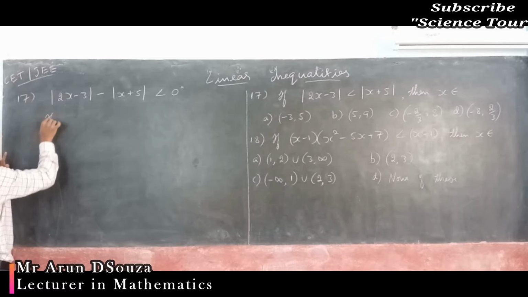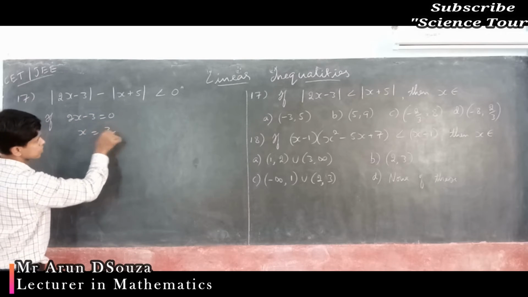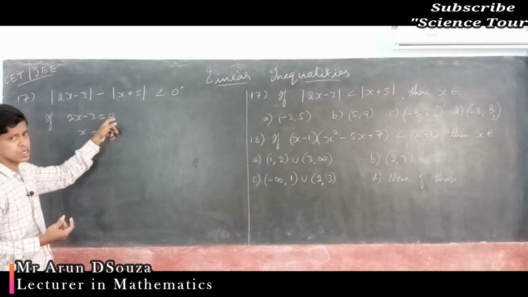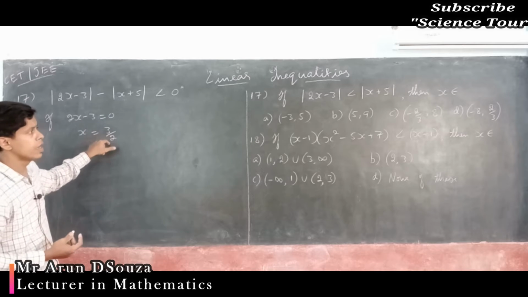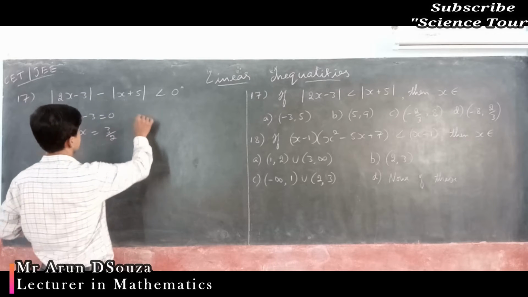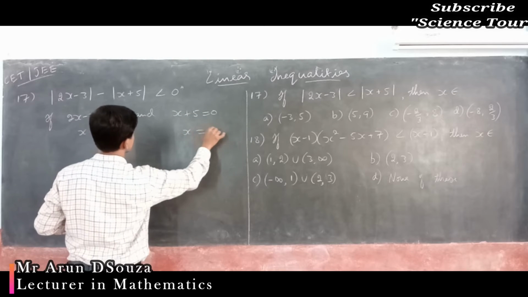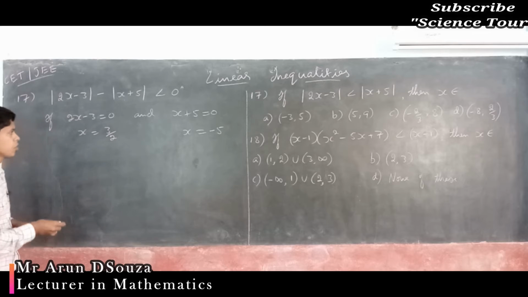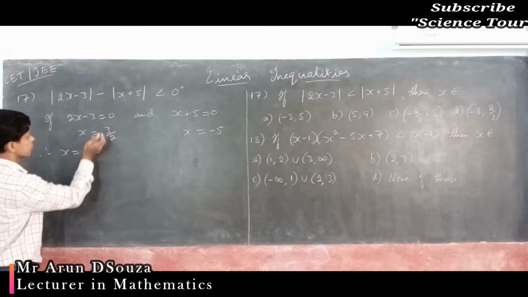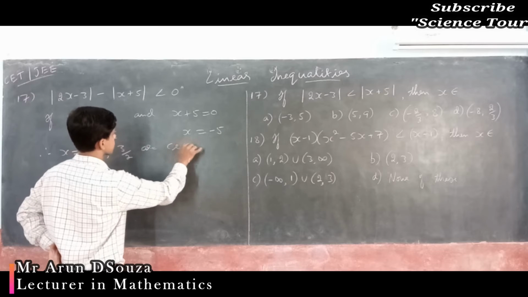Well, so how do you do this? If 2x minus 3 is equal to 0, what is x? 3 by 2, right? So that becomes plus 3 and divide by 2. And then if the other expression is 0, then x is equal to minus 5. So what are the critical points here? The critical points are minus 5 and 3 by 2.